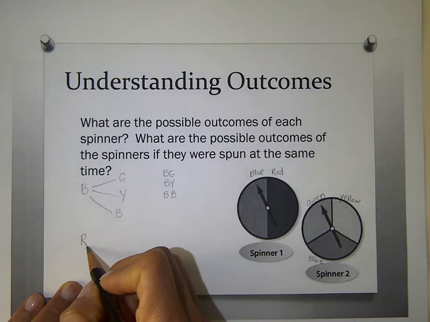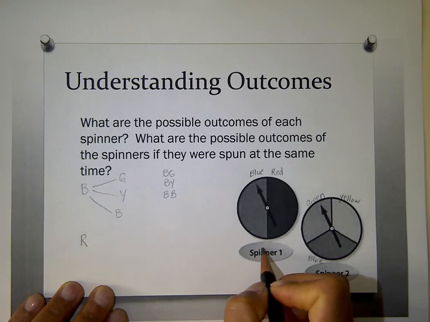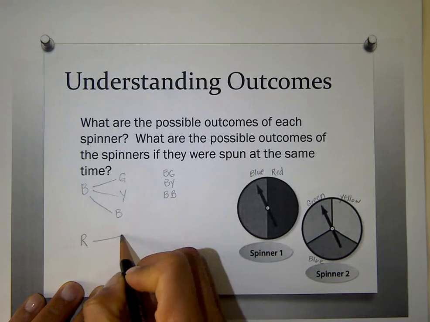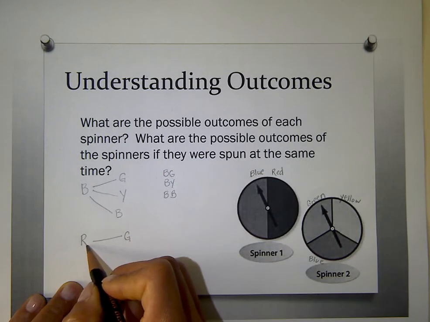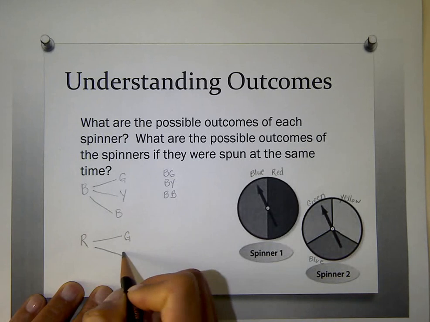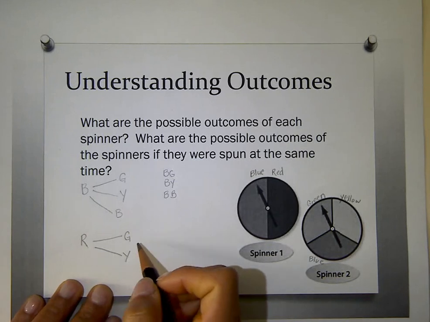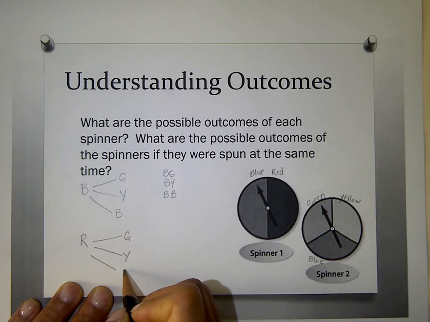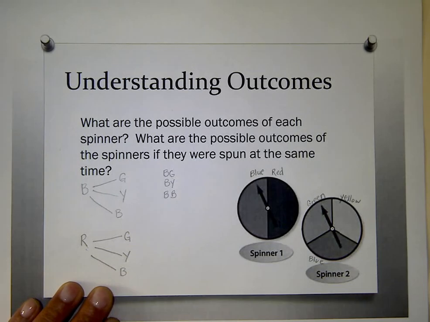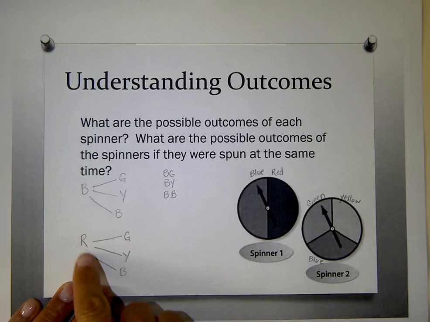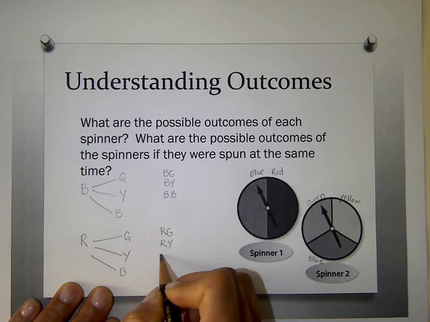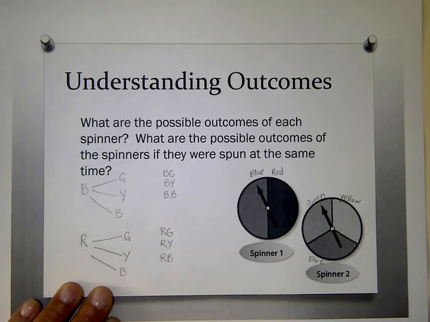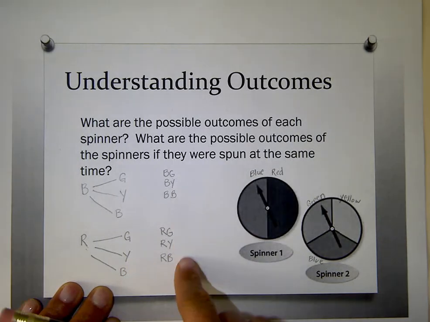If it landed on red for spinner 1, it could also land on green for spinner 2. Or the first spinner could land on red and then yellow. Or red and then blue. So the possible outcomes are red-green, red-yellow, or red-blue. This is a diagram tree. This is an organized list.